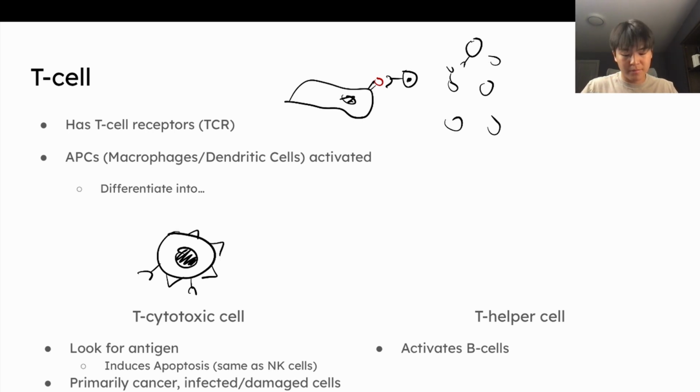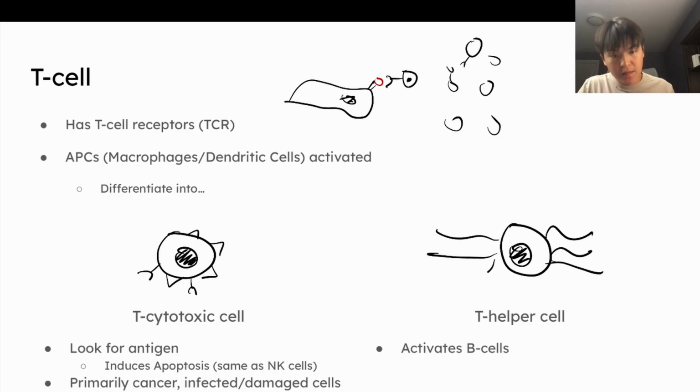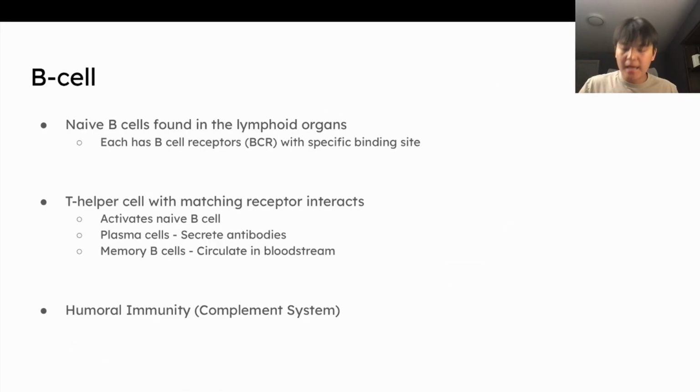The other one that it differentiates into is called a T helper cell. So if you imagine what they look like, they kind of look like this, right? And what do T helper cells do? Well, they activate B cells. So what exactly is a B cell? Okay, well, before we move on, remember these guys have one type of T cell receptor, which binds to this antigen that this macrophage gave. Just remember that, okay? B cells.